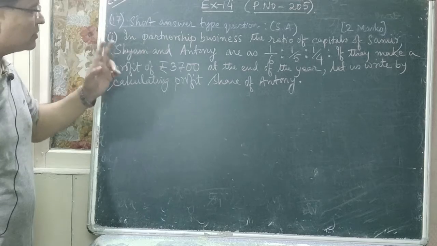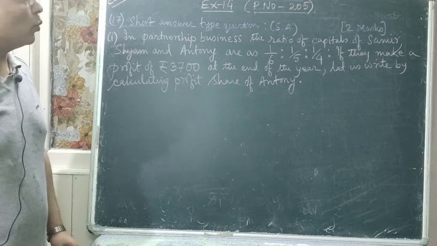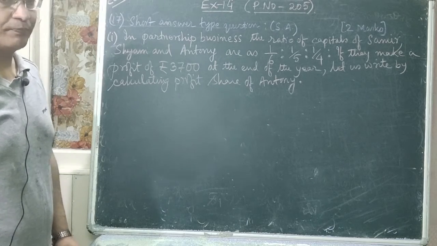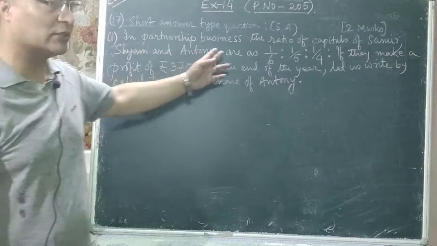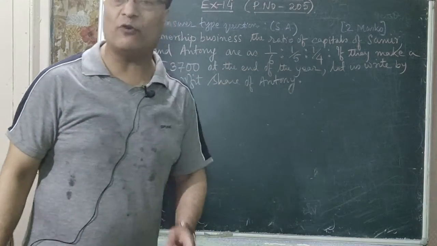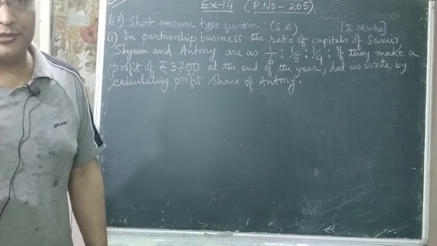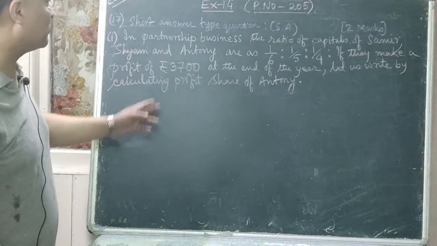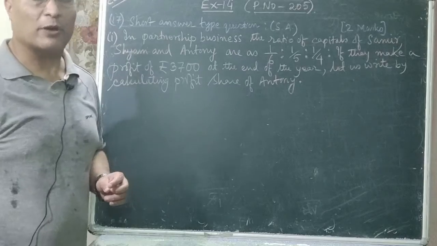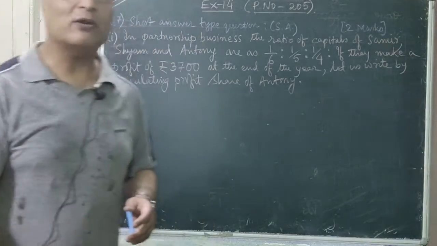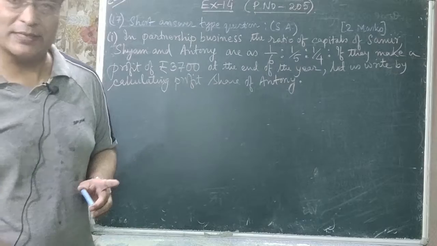Number 1 is, in partnership business the ratio of capitals of Samir, Sam and Anthony are as 1/6:1/5:1/4. Okay, so ratio of capitals are given here, that is Samir is to Sam is to Anthony is equal to 1/6:1/5:1/4. So these ratios are given in terms of fraction, so you have to convert them into whole numbers. Is that clear? So now if they make a profit of rupees 3,700 at the end of the year, let us write by calculating the profit share of Anthony. You have to find out the profit share of Anthony. Is that clear to all of you?